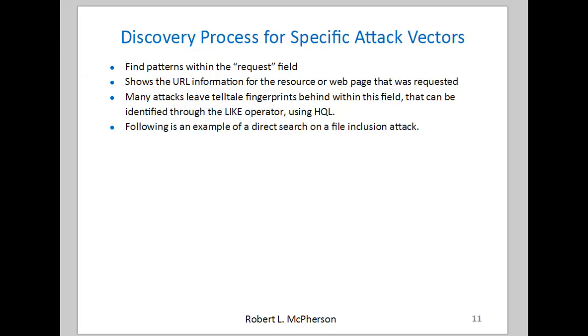Once the data are loaded, then we can start our discovery process for specific attack vectors. We're going to try to find patterns within the request field. This field shows the URL information for the resource or web page that was requested. Many attacks leave telltale fingerprints behind within this field that can be identified through the like operator using HQL.